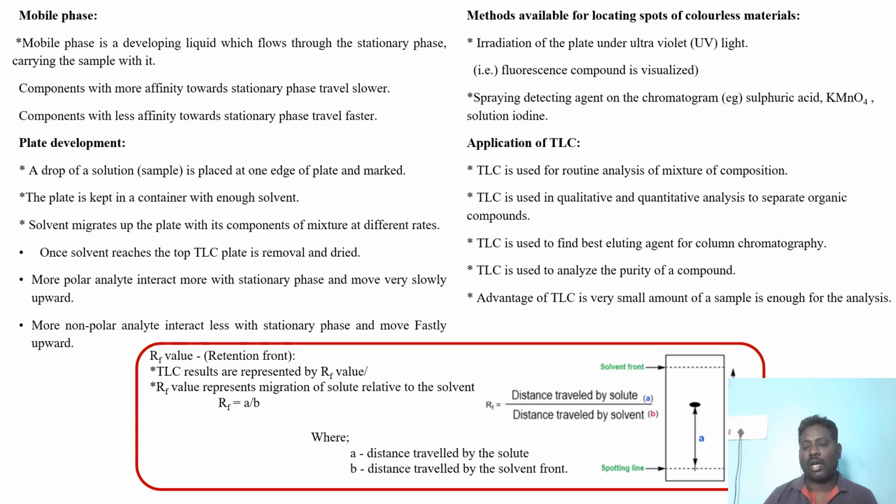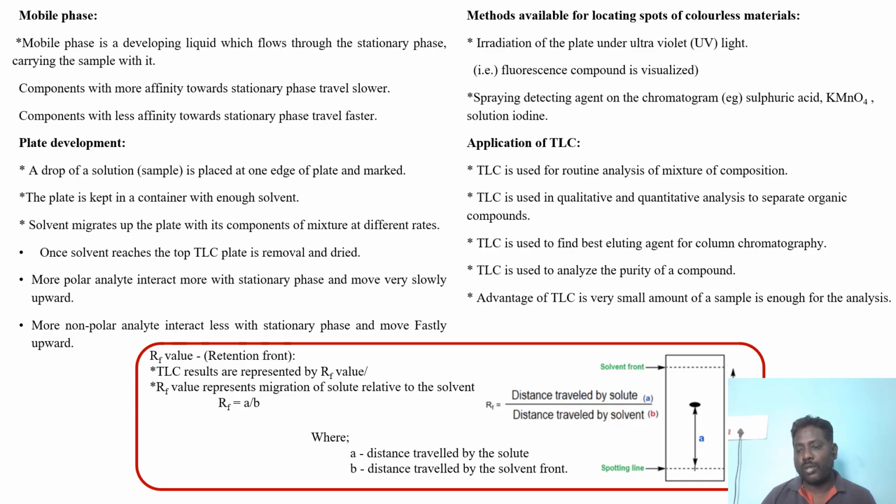Now if you look at the applications of thin layer chromatography, it is used for routine analysis of the composition of mixtures. If you are involved in any organic synthesis, at any stage or at every stage, you can use thin layer chromatography to identify the completion of the reaction at a particular stage. Thin layer chromatography is used for qualitative and quantitative analysis to separate organic compounds.